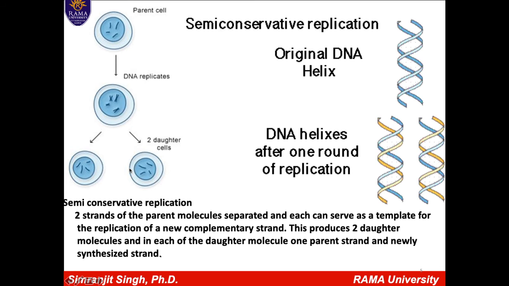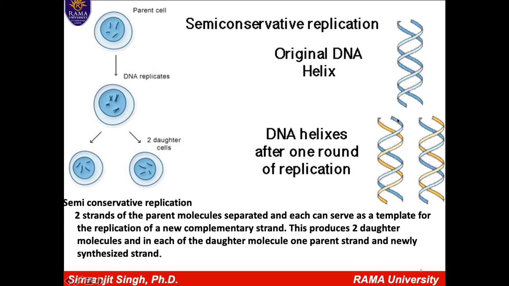In each of the daughter molecules, one parent strand and one newly synthesized strand is there. That's why it's known as semi-conservative replication. You can see both blue parts of this DNA are being transferred to both daughter DNA, with each having one blue strand, and the new synthesis of DNA is being done here with this yellow one.